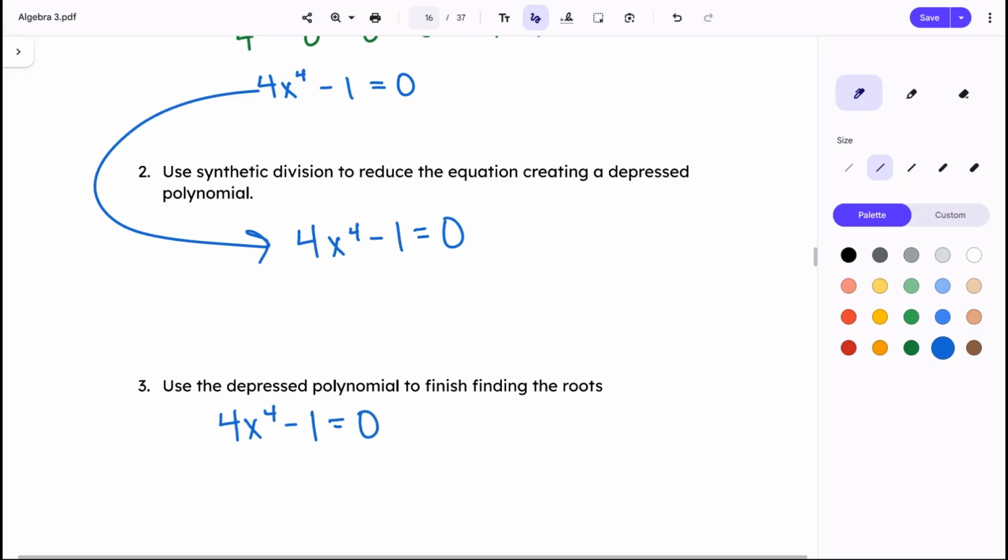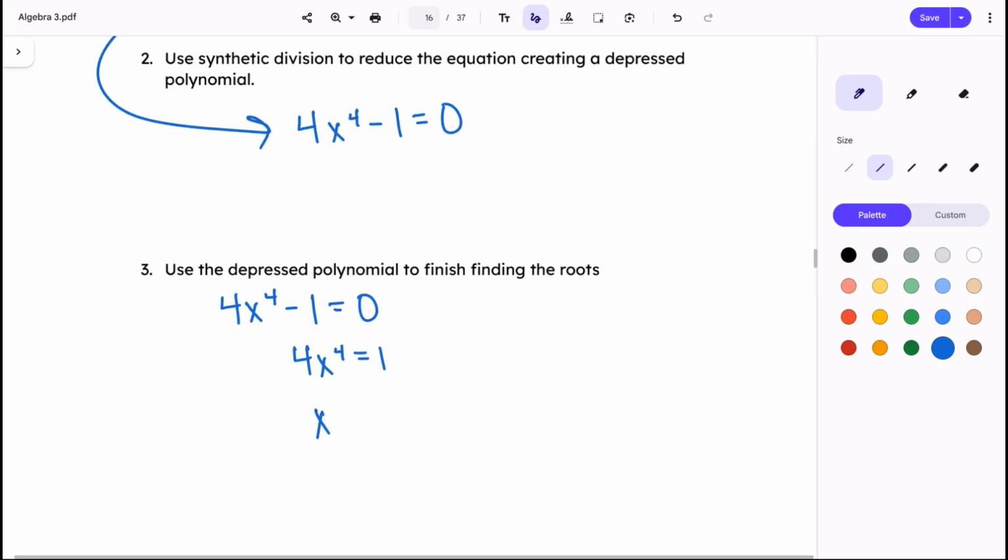What would you guys do first? Add 1, so it says 4x to the 4th equals 1. Then what? How do you get rid of the 4th root? With a 4, right? That'd be called the 4th root. You're trying to find the 4th root of it. You're probably not going to get a nice number here. I mean, the top is fine. But for right now, I'm just going to leave it here.